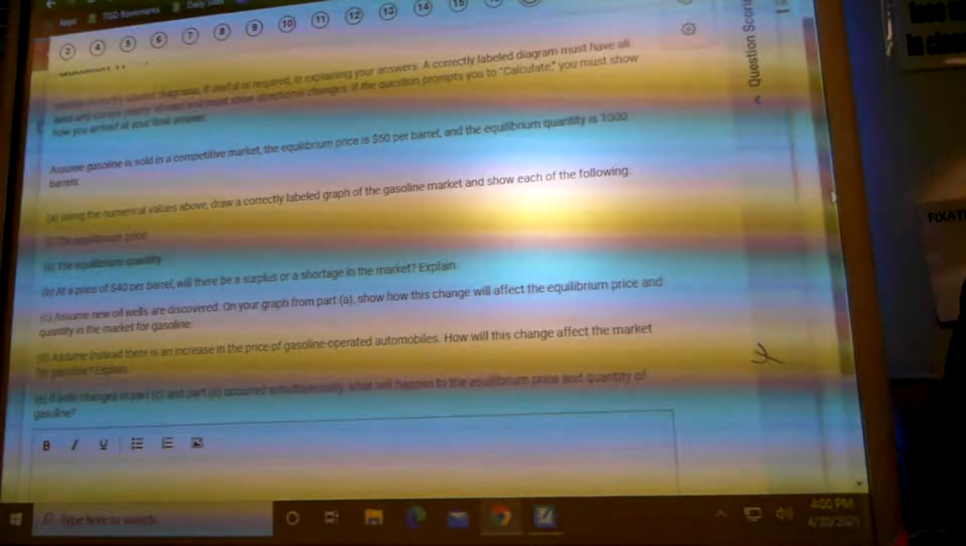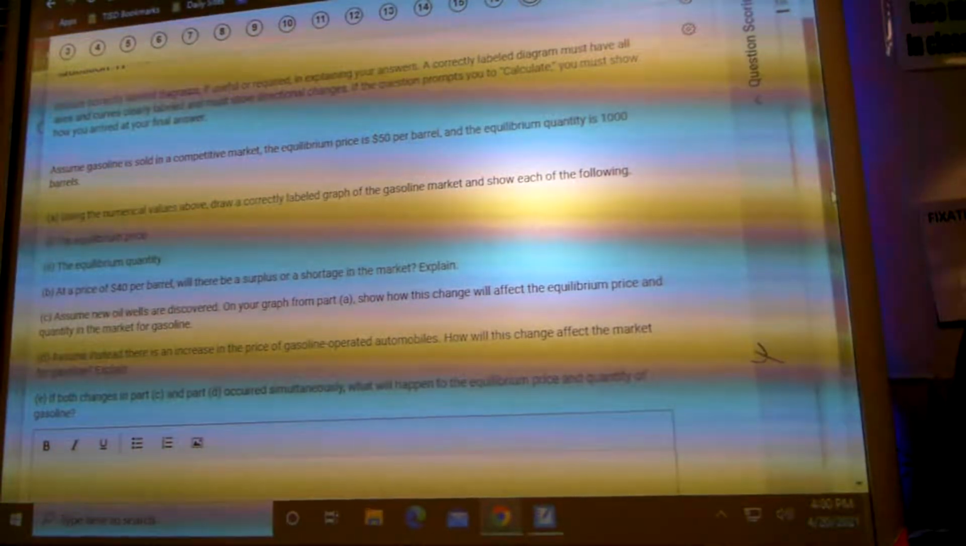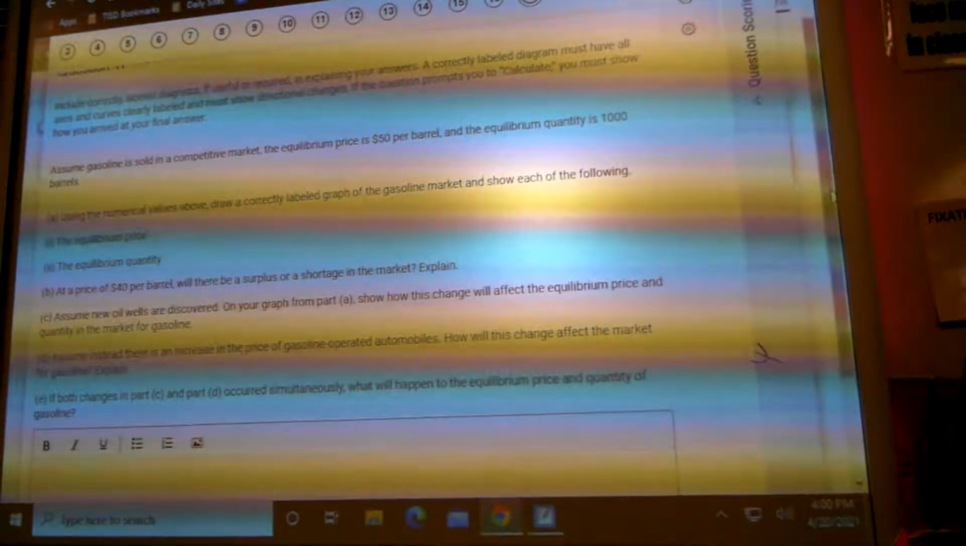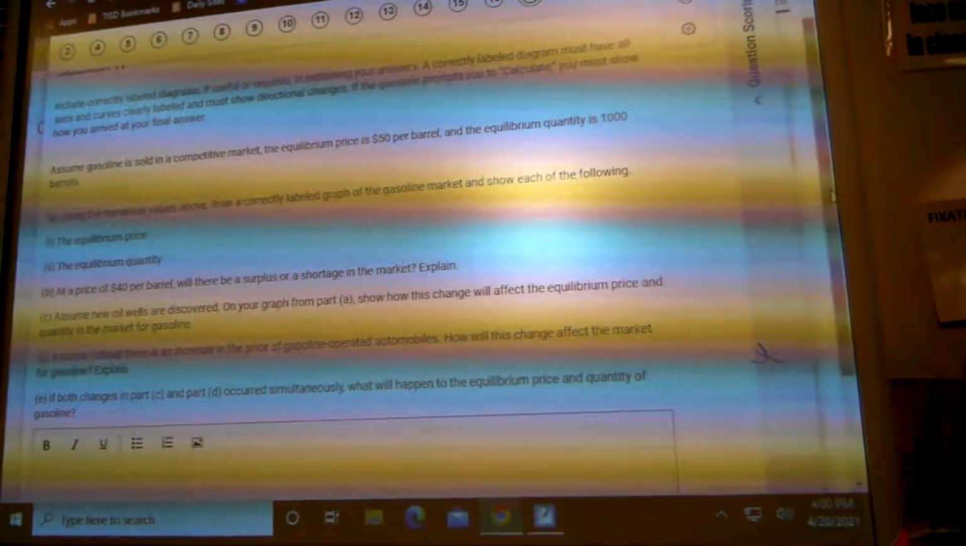How would you know what would be X and Y? And is there a correct way to put prices? Yes, price is always on the y-axis.